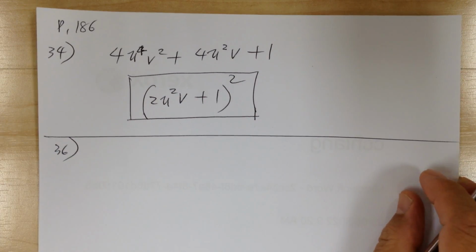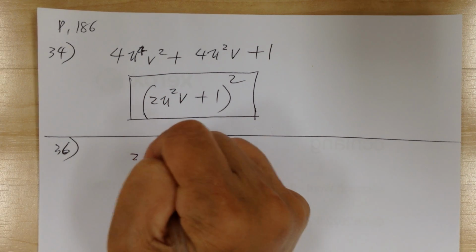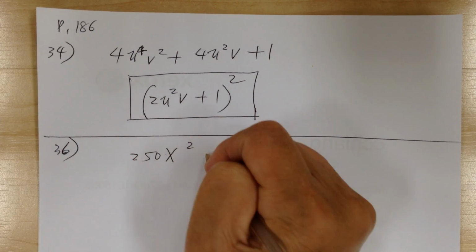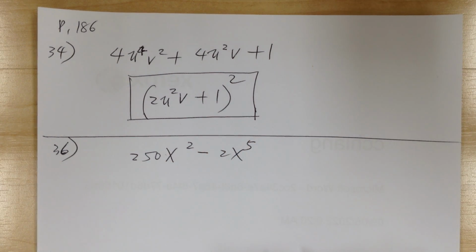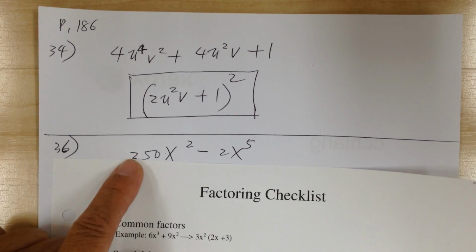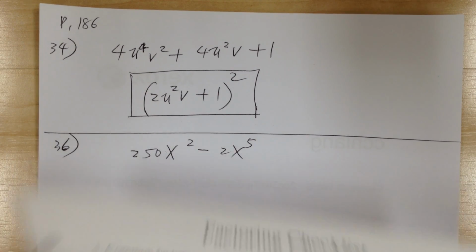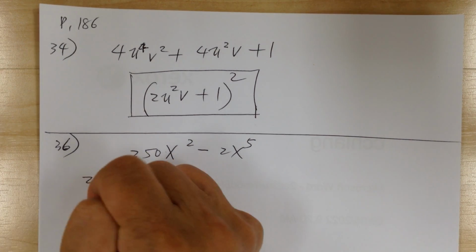Okay, number 36. You have 250x squared minus 2x to the 5. Okay, so let's go to step 1, common factor. Okay, so you can factor out the 2 and x squared. Okay, so that's step 1. You can factor out the 2 and the x squared.